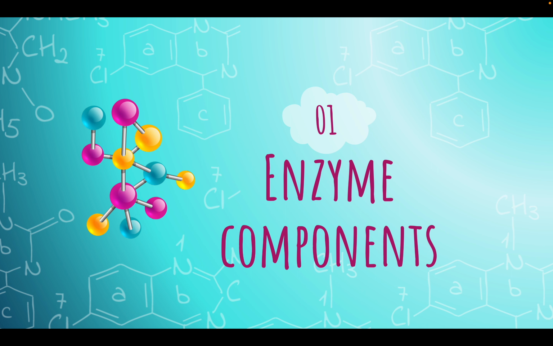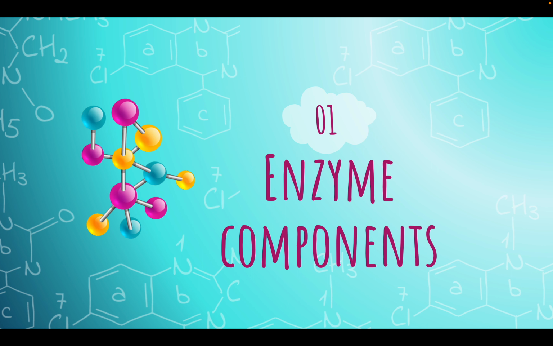Enzymes have a specific binding site called the active site, which is uniquely shaped to interact with specific substances. Enzymes can have cofactors such as metal ions or coenzymes like vitamins, which help them perform their catalytic functions.